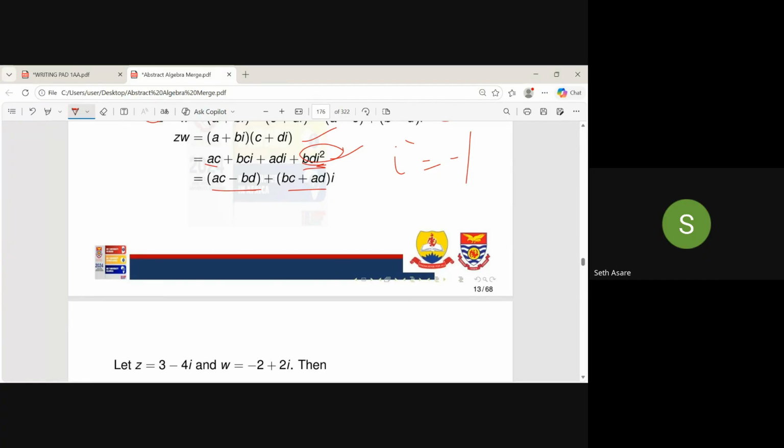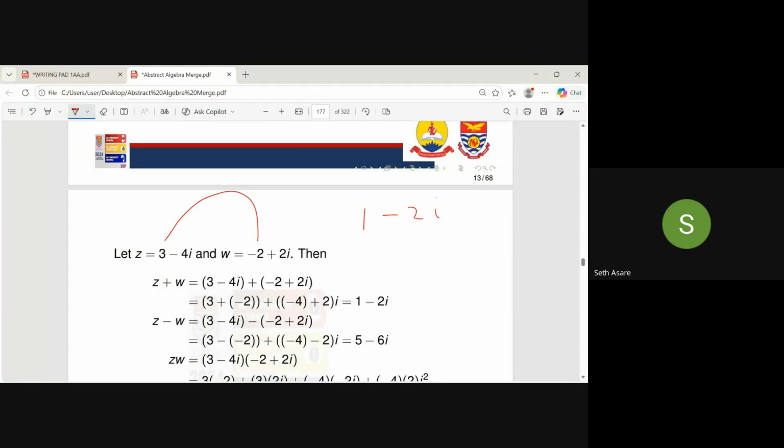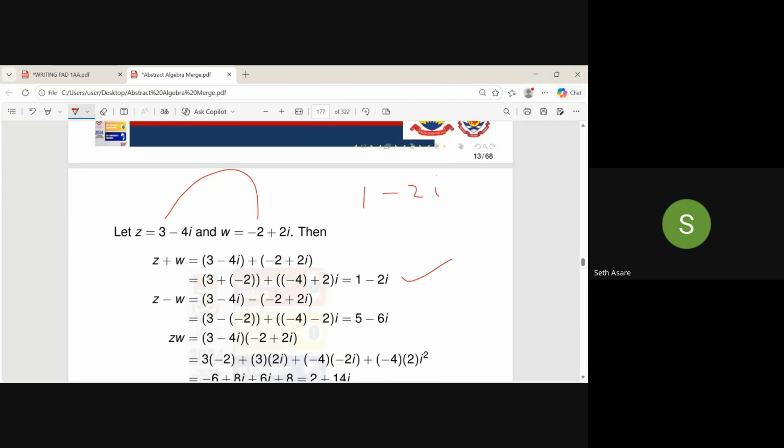We are adding 1 negative 2i. Let's see, and that is it. Okay, then when we are subtracting, we are also going to get 5 negative 6i. All right, 5 negative 6i.